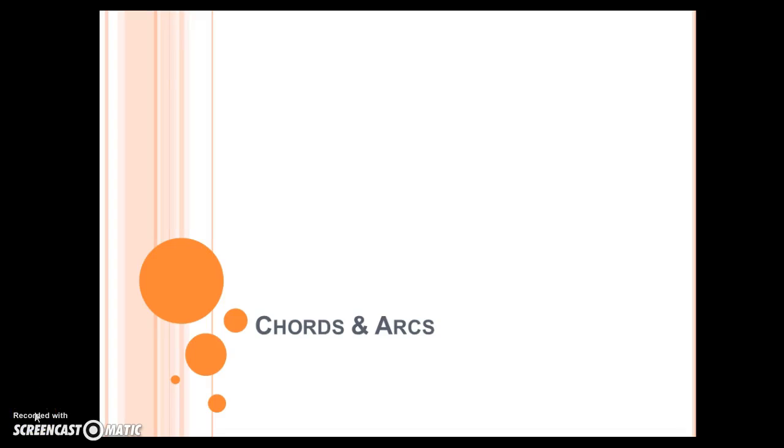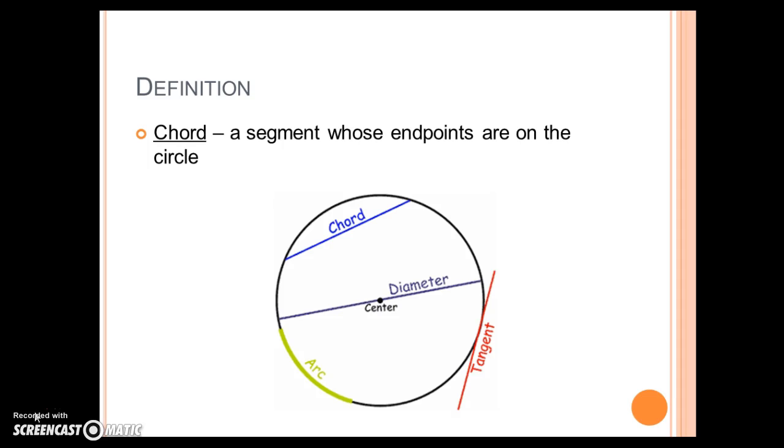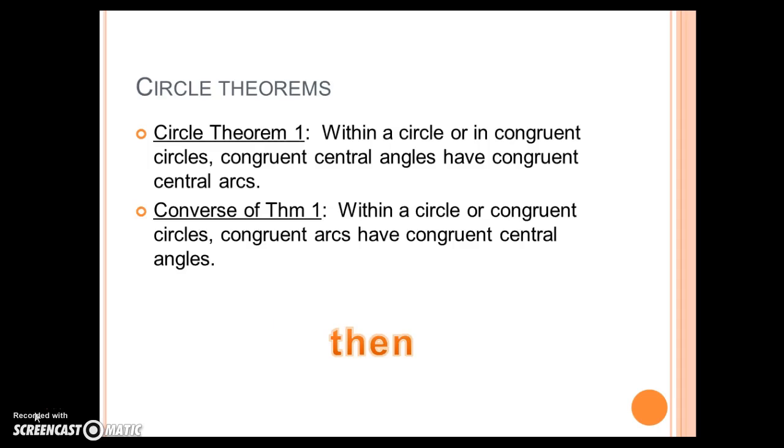We're going to talk about chords and arcs today. A chord is a segment whose endpoints are on the circle, so it's the lighter blue line. And then we've also talked about diameters, arcs, and tangent lines. Now, we're going to look at some theorems about circles.